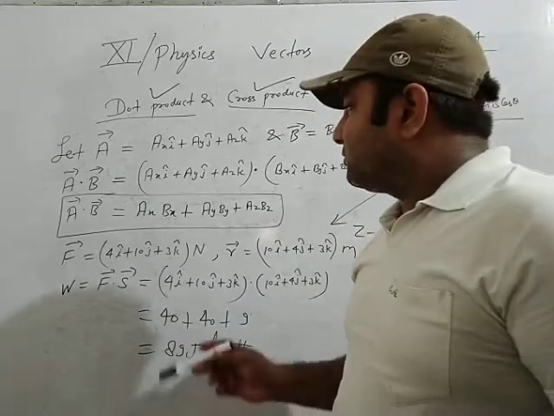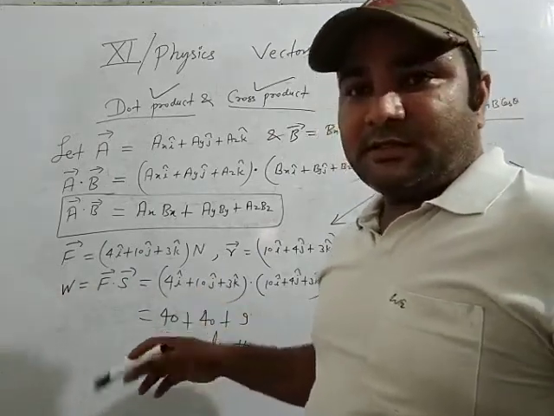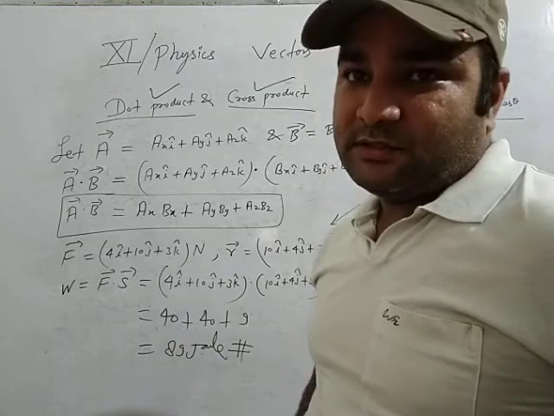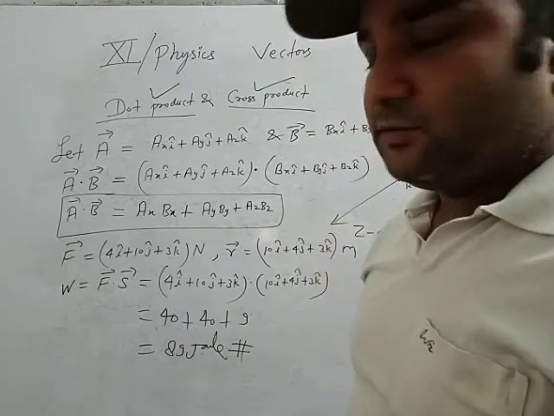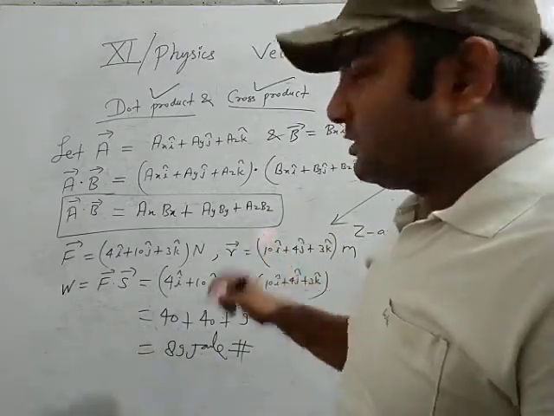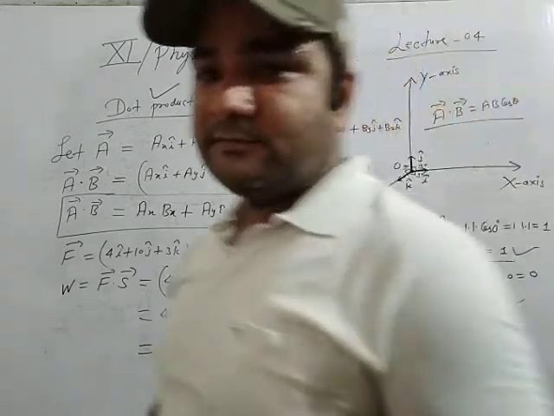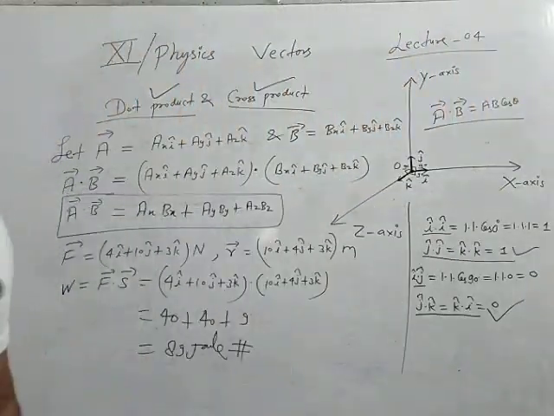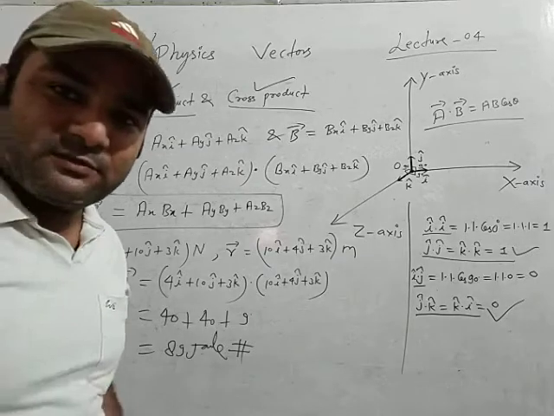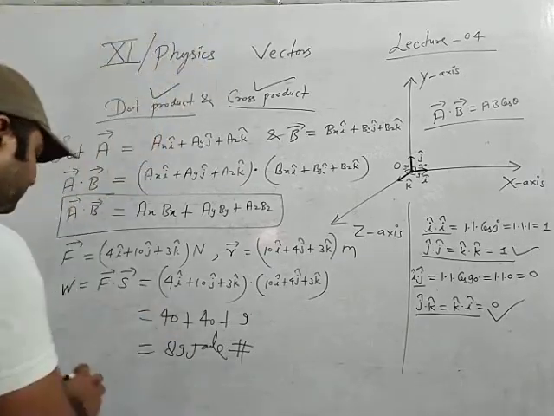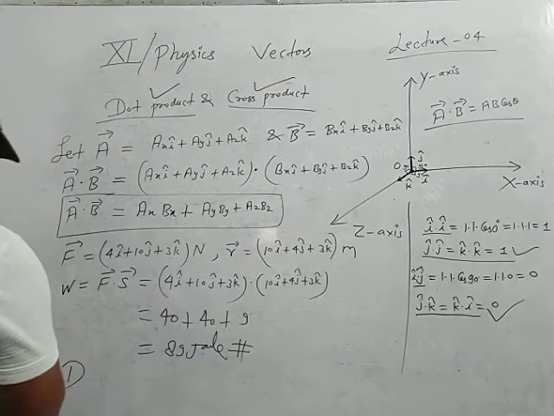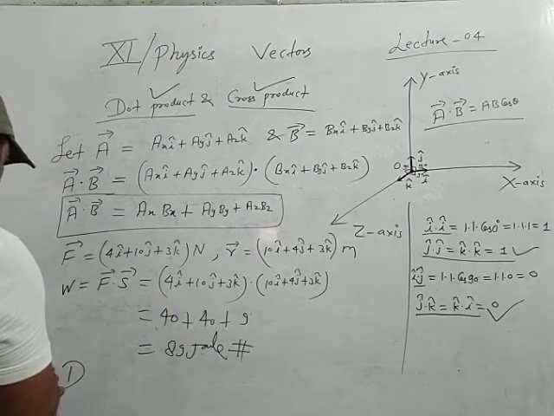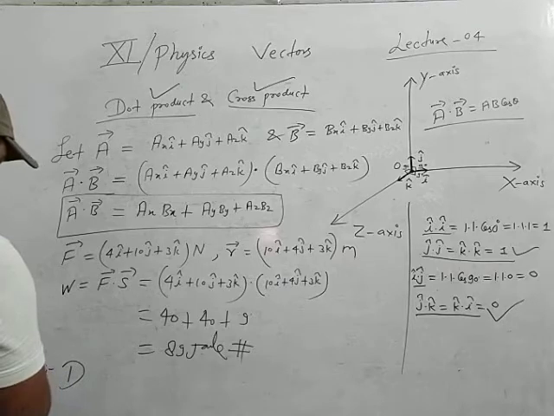Clear? So after this dot product, the next concept is cross product. Cross product is very easy, just like dot product. First of all, just note down this one, and then I will explain cross product. And always remember one important point about the dot product of two vectors.